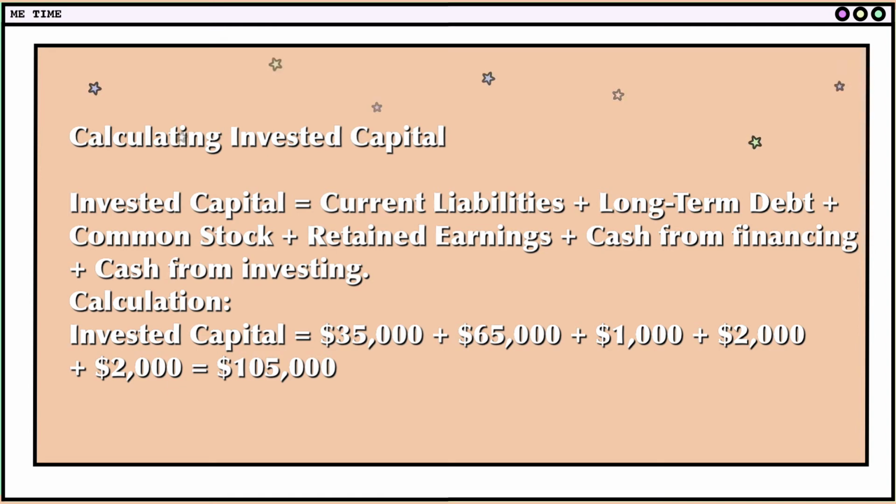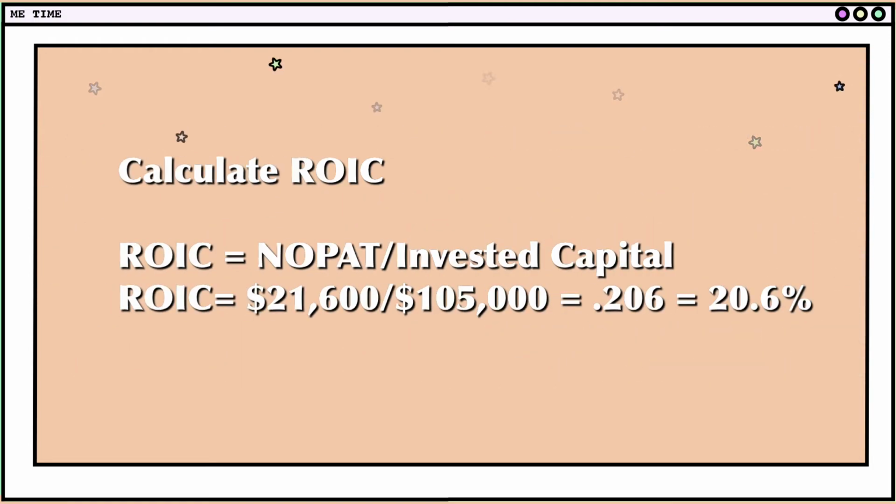Next, we have to calculate invested capital. Invested capital equals current liabilities plus long-term debt plus common stock plus retained earnings plus cash from financing plus cash from investing. So invested capital equals $35,000 plus $65,000 plus $1,000 plus $2,000 plus $2,000, and the result is $105,000.